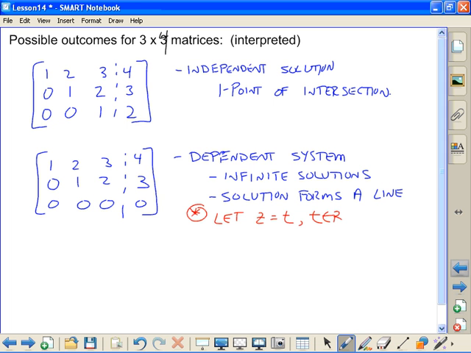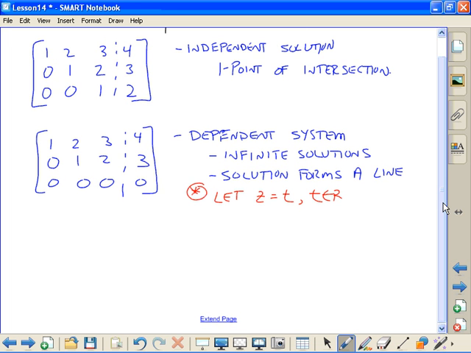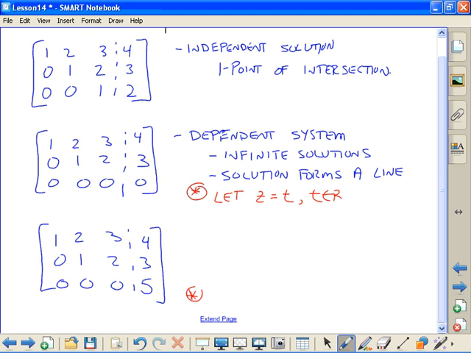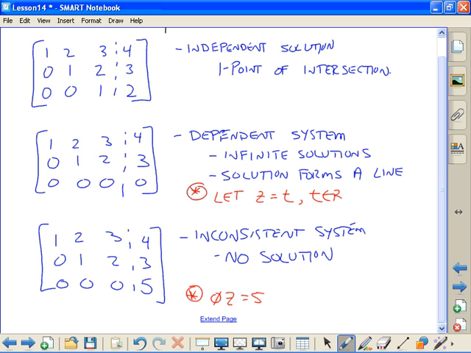Okay. And then finally, the third outcome here, and again, it could occur in any row. It doesn't have to be the last row. 0, 1, 2, 3, 0, 0, 0, 5. Okay. When you have 0, z equals 5, this is when we get what we call an inconsistent solution or system. Inconsistent system. No solution. We're going to talk about what it looks like graphically. So for the spatial people here, they're trying to figure out what this looks like. It's coming.